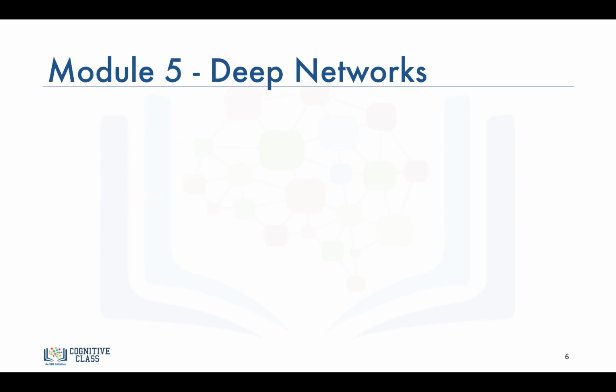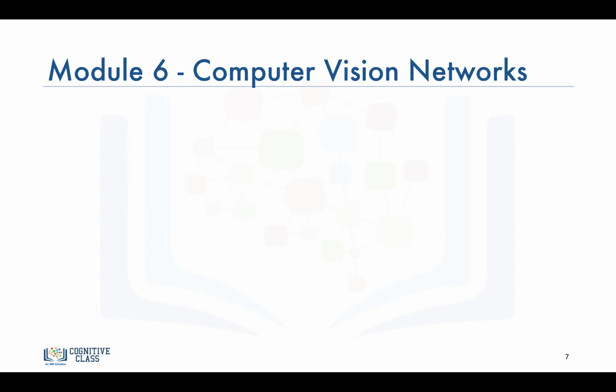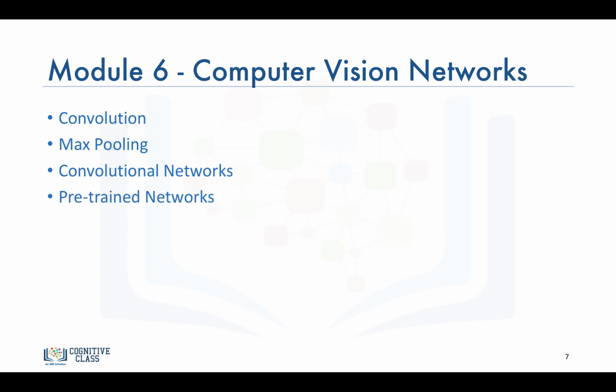So module 5, we'll go into some methods for deeper networks like dropout, initialization, batch normalization. We'll discuss other optimization methods. And finally, module 6, we'll talk about computer vision networks. We'll go over the basics like convolution, max pooling, and then we'll build some convolutional networks. We'll do the MNIST example and a simple little example to help clarify everything. And then we'll talk about pre-trained networks.